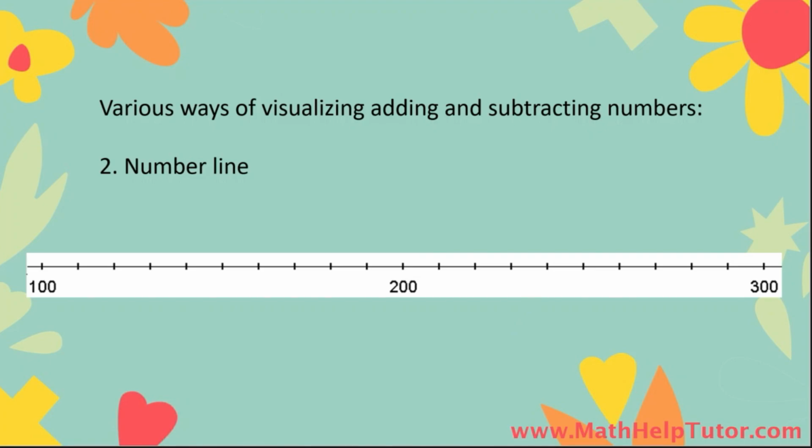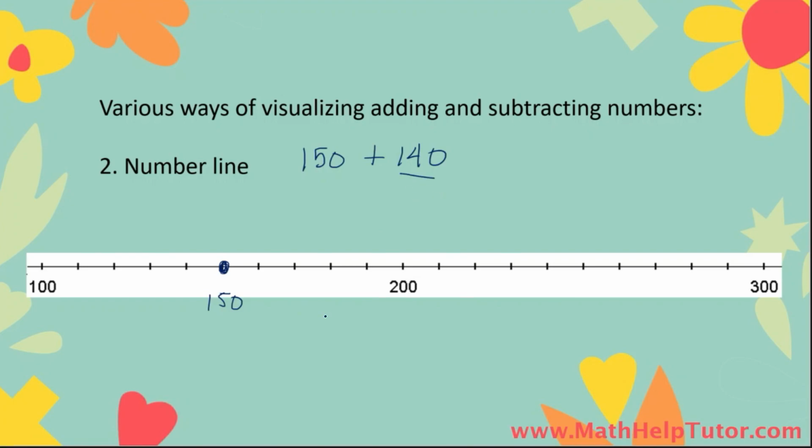Let's try to add 140 to 150. So if we have 150, we are going to add 140 to it. So first what we do is, let's look for the number 150 in the number line. So if this is 100, and this seems to be increments of 10, so this is 110, 120, 130, 140, 150. So this is 150. And we are asked to add 140 to it.